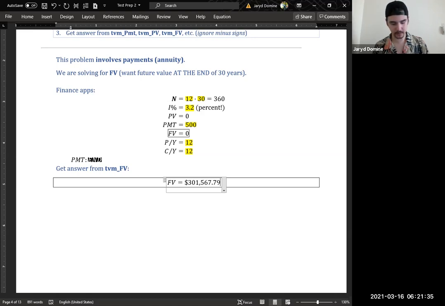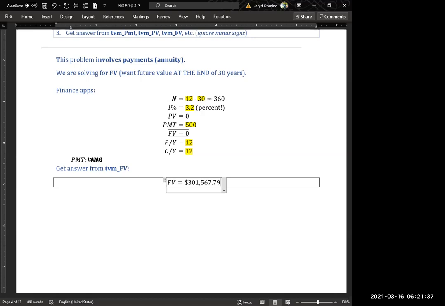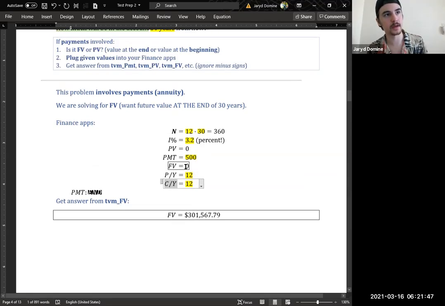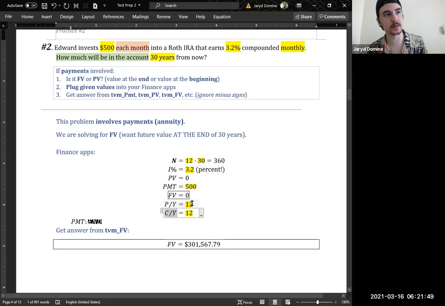What is 3.2? PY and CY again? I'm sorry, what is the P over Y and C over Y again? Oh, those are the periods per year or the compounding per year. So if it happens monthly, that means 12 times per year. So you put in a 12 here. And they'll both be the same number. So don't worry about the difference between them.